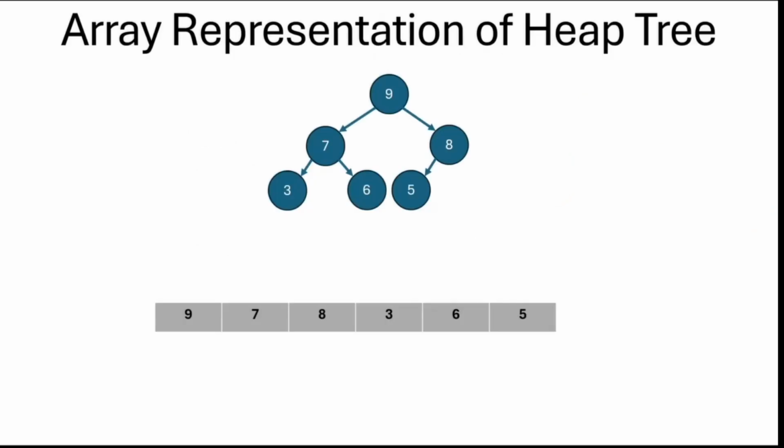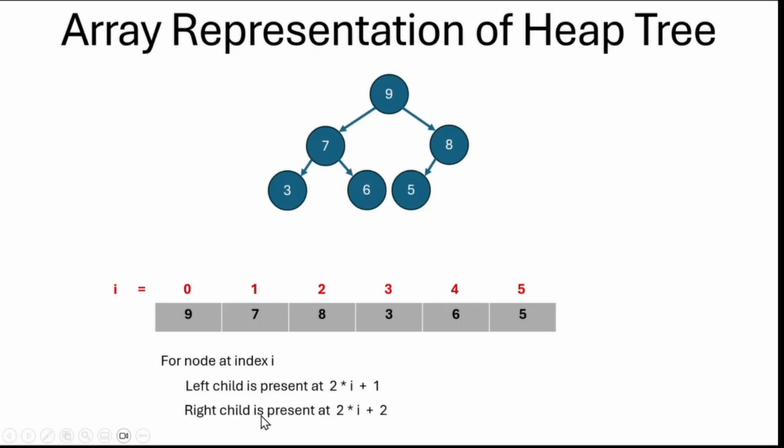Now let's understand the array representation of heap tree. We saw this heap tree in the previous slides. So heap tree is typically implemented using an array. So in an array, it looks like this. And these are the indices of the array. So root is always at the 0th index. So for a node or parent at index I, which is 0, let's say, the left child is present at 2 into I plus 1, and the right child is present at 2 into I plus 2.